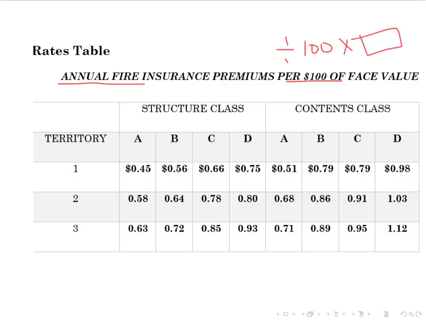Okay, so we have territories 1, 2, and 3. We have the structure class, so again, what the structure or the building is made out of, and then the content class, what is inside the building. Are you building clothes, something that's highly flammable? Are you working with metal, which isn't quite as flammable? Right, so what's inside the building is going to depend on how much it pays to insure it also.